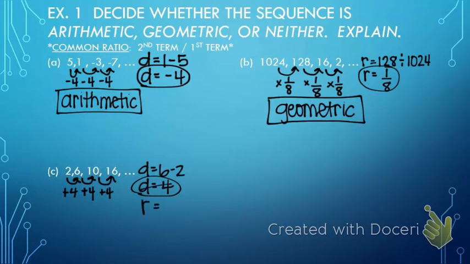How do I find the common ratio? 6 divided by 2, which gives me a common ratio of 3. All right, and what are we supposed to do with the 3? Multiply it. So 2 times 3 is 6. What is 6 times 3? 18. Does that give us the next number we needed? No. So if the common difference doesn't work and the common ratio doesn't work, then what situation do we have here? Neither. This is a neither situation.